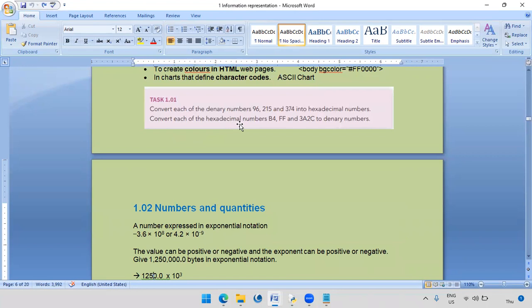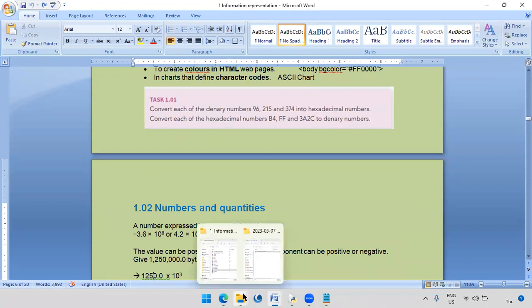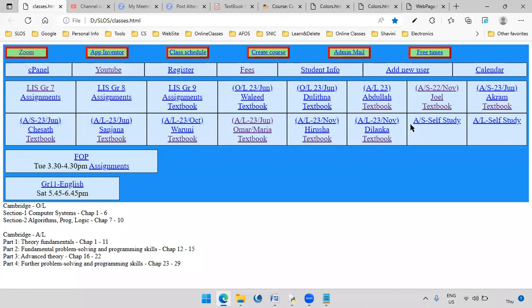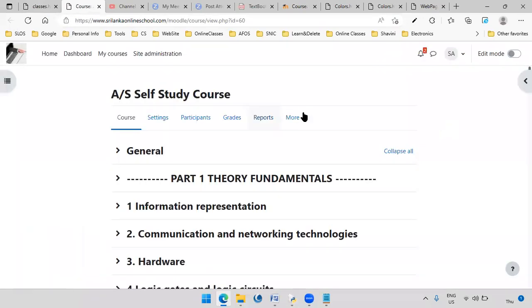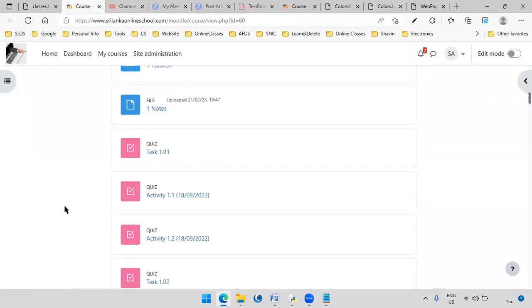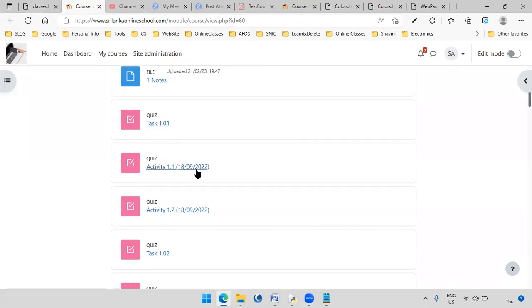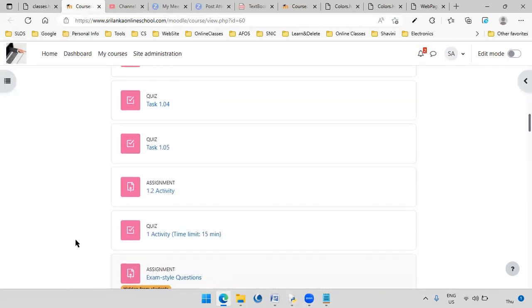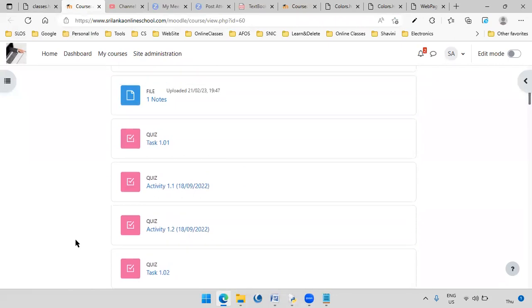Convert each of the hexadecimal numbers 64, FF and 3A2C to denary numbers. Where do you submit them? I will show you. Here under information representation, task 1.01, activity 1.2, task 1.02. There's a whole lot of things to do. Well, you're doing the exam, not myself.